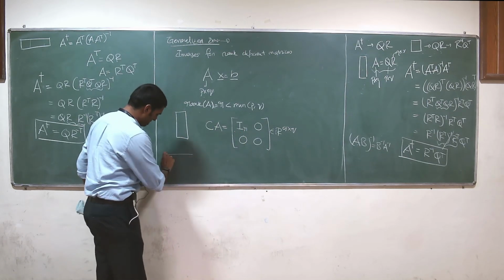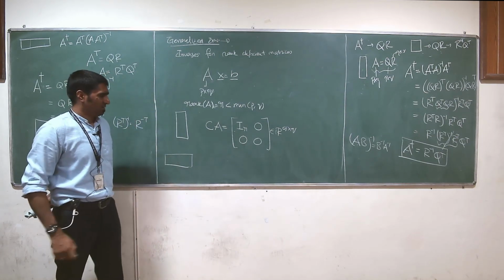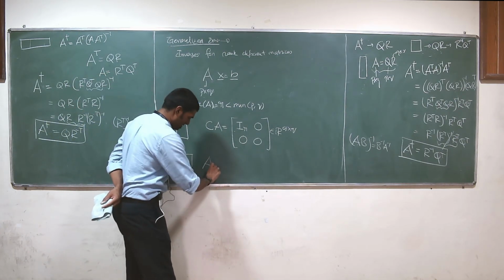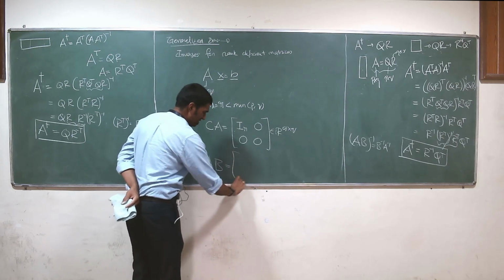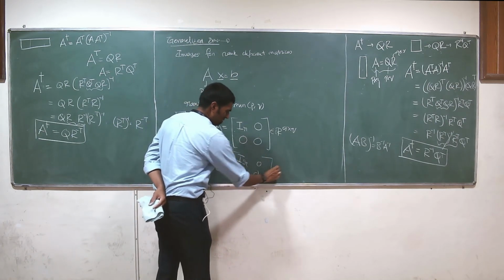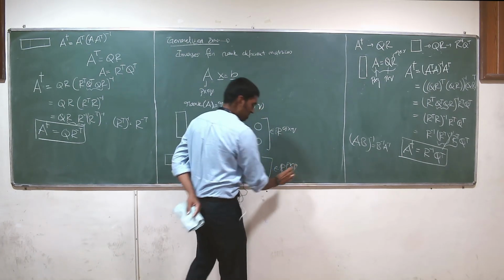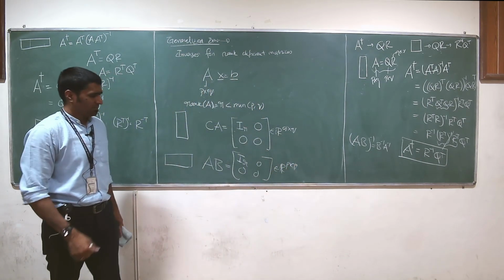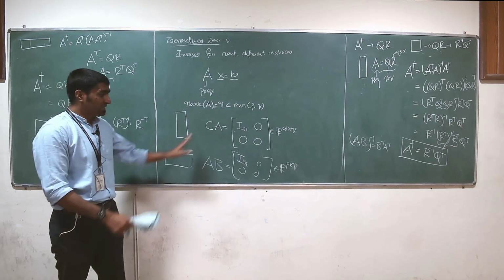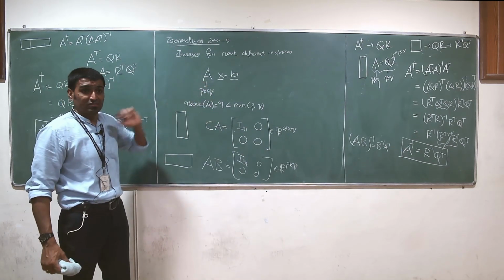Similarly, if you have a fat matrix, okay, you can find B that again gives you I_R, 0, 0, 0. This belongs to... only this is possible once you have rank deficient matrices.